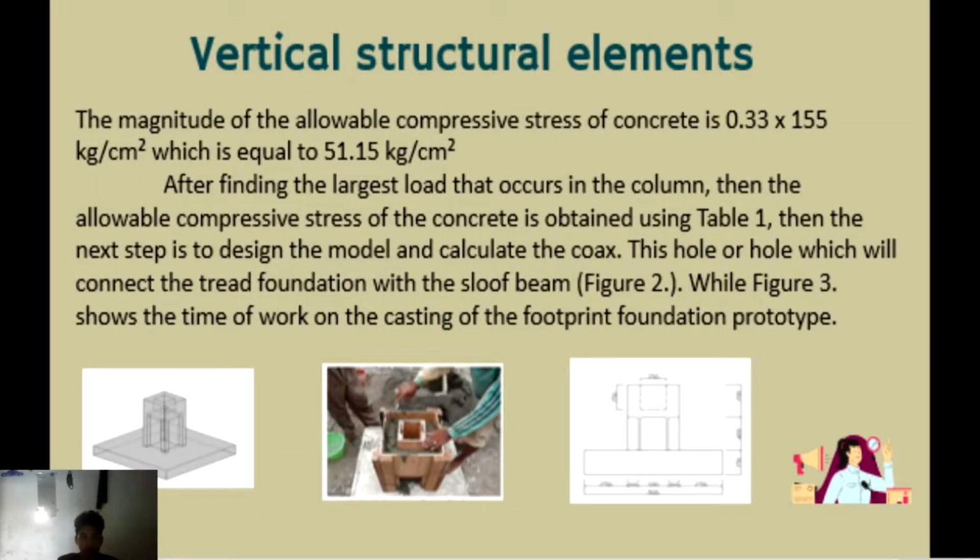For the vertical element, the magnitude of the allowed compressive stress of concrete is typically 155 kilograms per square centimeter, which is equal to 15 kilograms. After bending, the reaction load that reaches the column and the allowed compressive stress of the concrete is approximated using table 1.